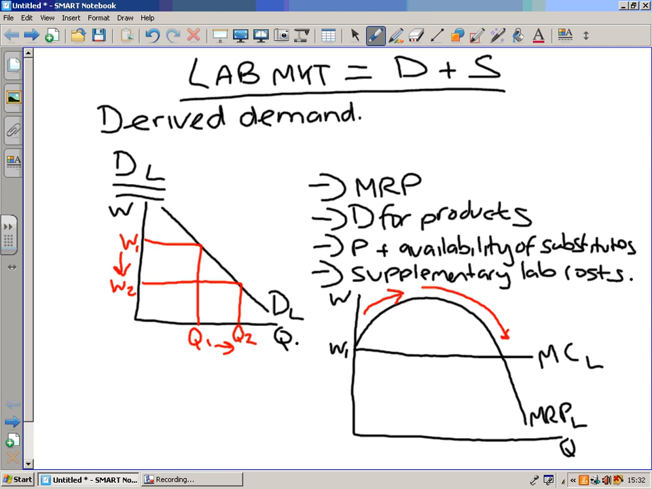This business will employ Q1 people. Okay, let's think about why. To the left of this point, the MRP exceeds the wage rate. So across this entire output here, the business is getting more money back than it's costing them in labour. So if W1 was 25 grand, this person might be generating 30 grand.